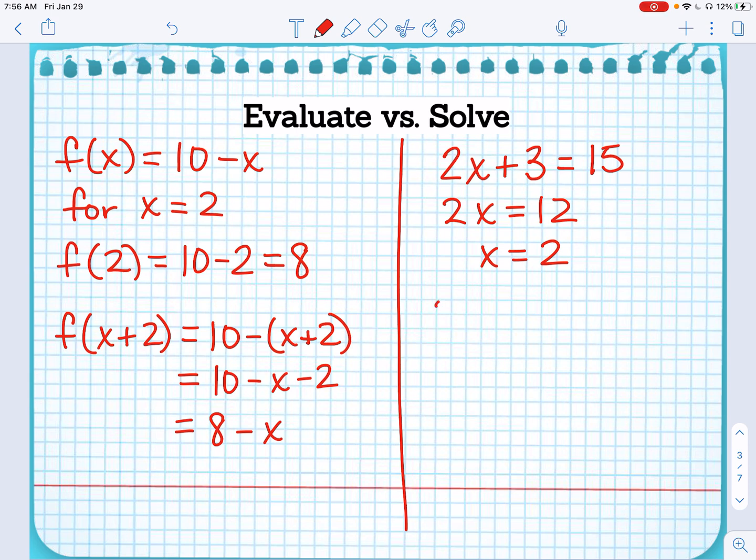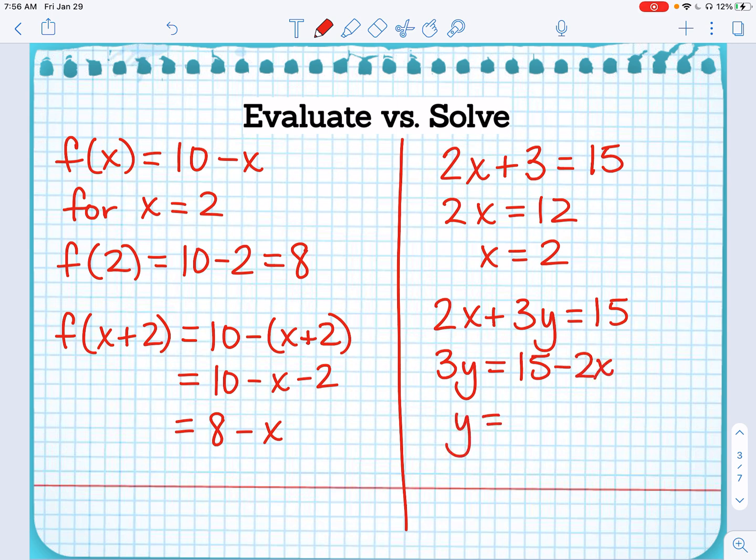You could also solve for a given variable. So if I changed this up and I made it 2x plus 3y equals 15, I could solve for the value of y in terms of x. So I could subtract the 2x and divide by 3. So I have solved for y. Even though I don't know the exact value of y at a given point, I've still rewrote the expression to isolate the y.